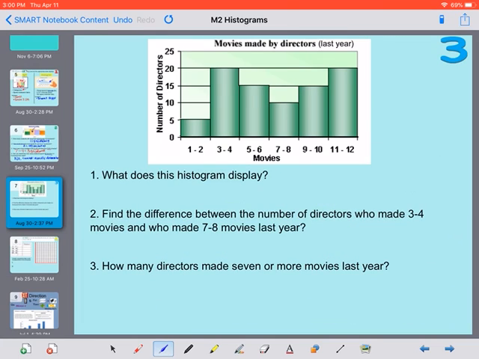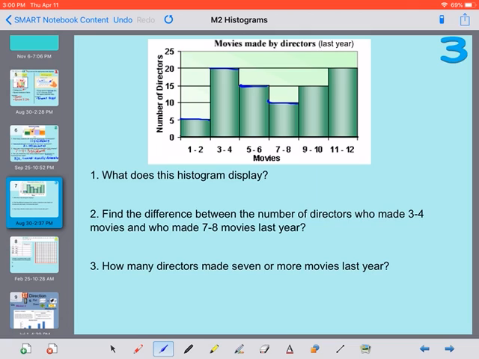On to the back side. Look at this histogram. This is movies made by directors in the last year. So movies, 5 directors here. If we look at just this first example, 5 directors made 1 or 2 movies. 20 directors made 3 or 4 movies. 15 directors made 5 or 6 movies. 10 directors, 10 people made 7 to 8 movies, and so on.